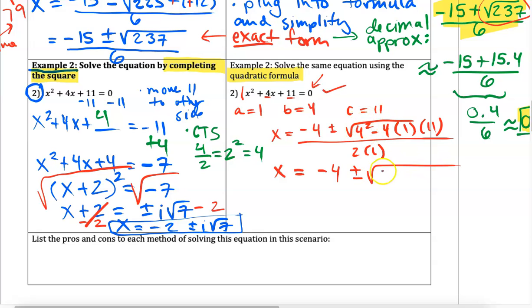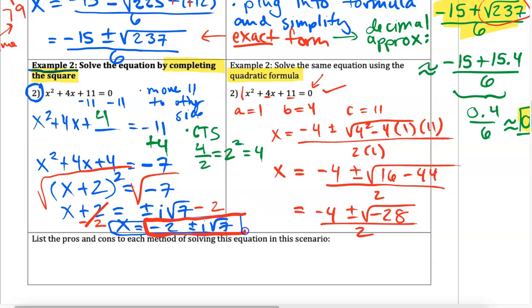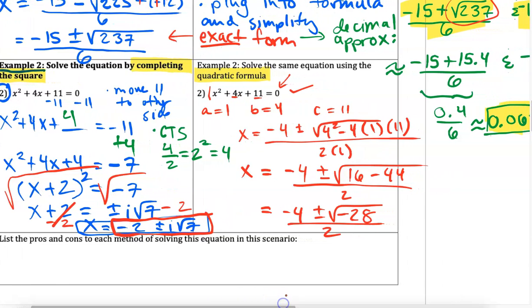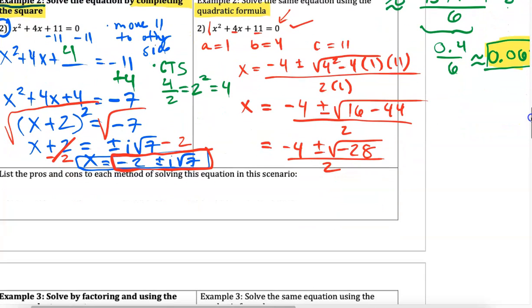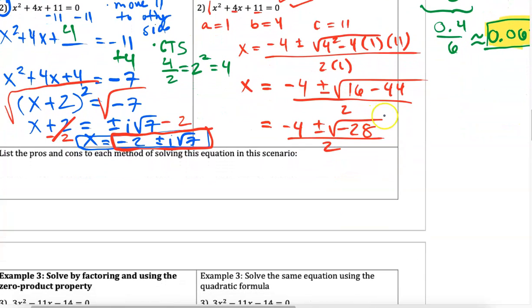So this would be 16 minus 44 all over 2. And that would end up being -28 inside my square root. So you may notice, well, I haven't quite gotten down to this simplified form yet. So that's the part about the quadratic formula that can be challenging, is the simplifying. So first we'd have to start with this square root of -28. So maybe I'll just think of it as 28 first.